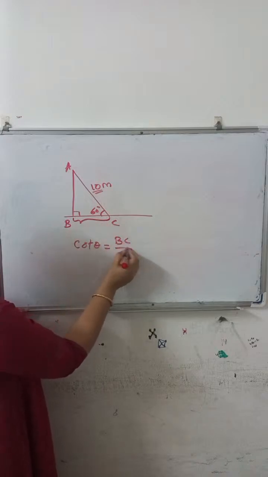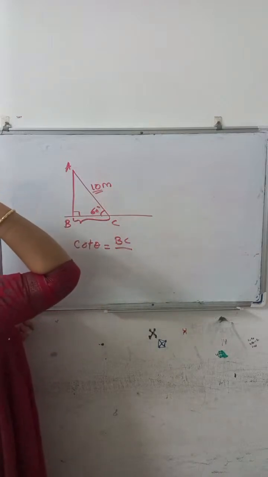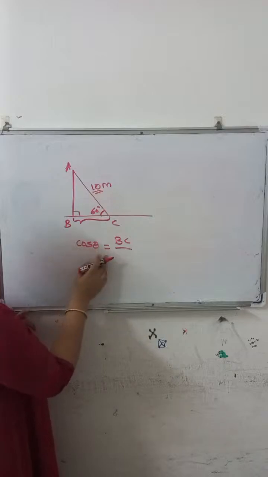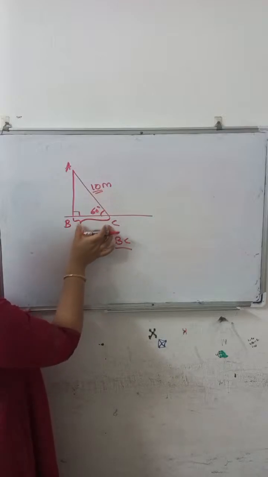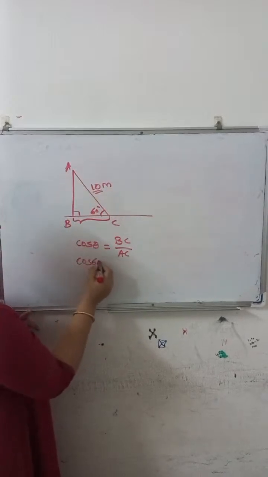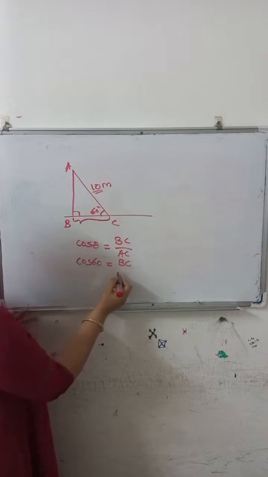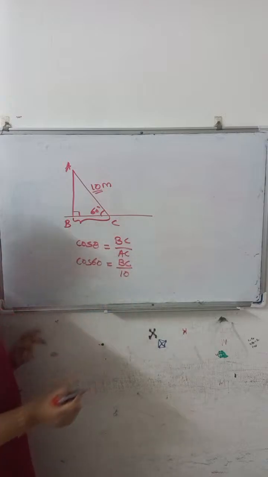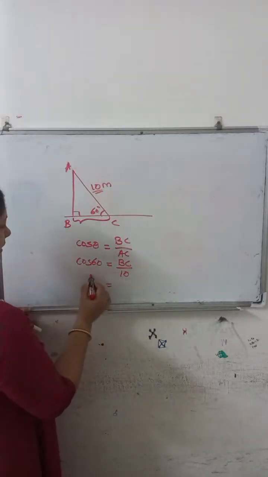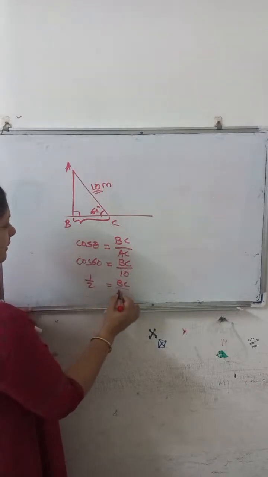Adjacent BC by opposite, we want hypotenuse. Then can we go for cos theta? Cos theta is equal to adjacent upon hypotenuse, that is AC. So here we can write cos 60 is equal to BC divided by 10. So what is the value of cos 60? Yesterday only we did. Cos 60 is nothing but half, no? So cos 60 is half, BC by 10.